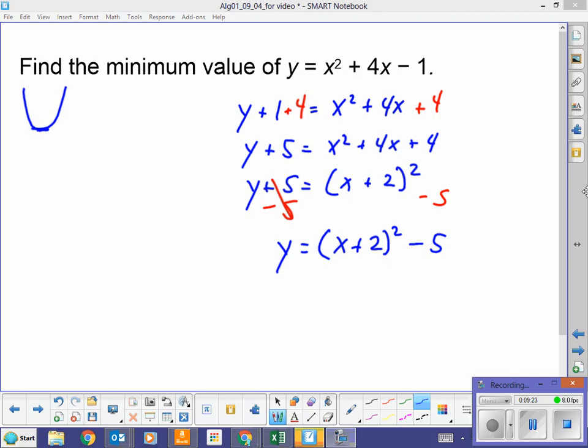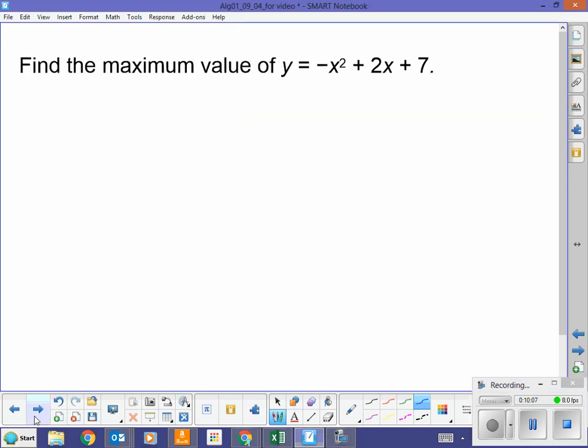And so we have this equation now, which is in vertex form, right? Remember, it was x minus. So my vertex, I can look at this and see that my vertex is at (-2, -5), right? Because it's minus negative 2 and plus negative 5. So (-2, -5). So my minimum value is the y value. So the min value equals -5. Okay.